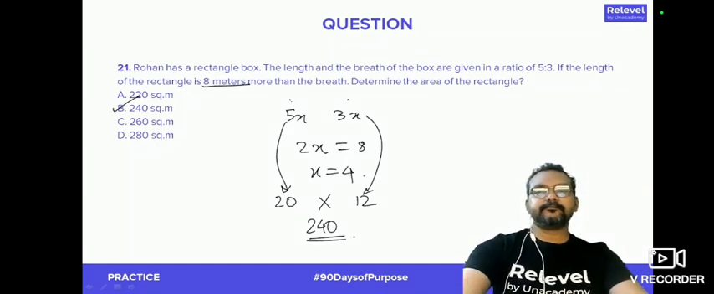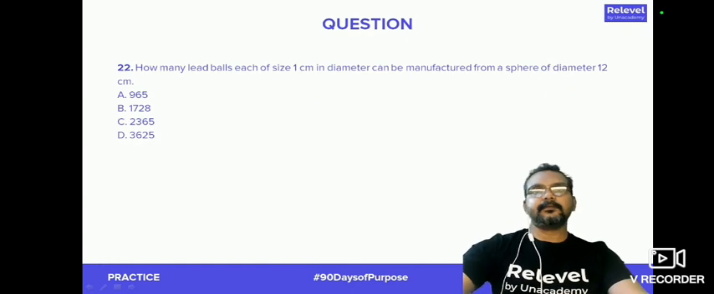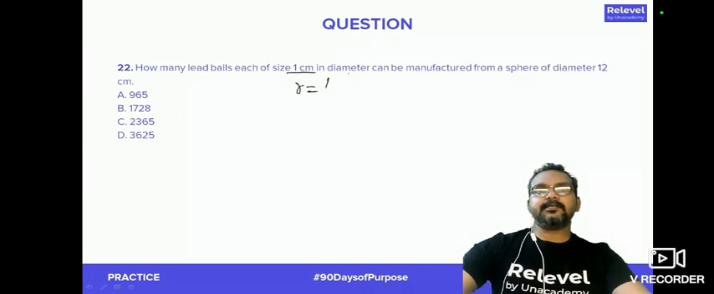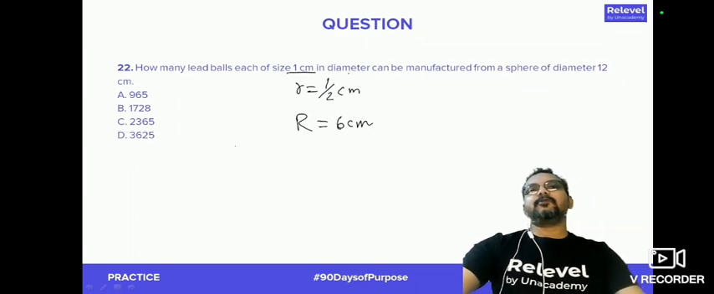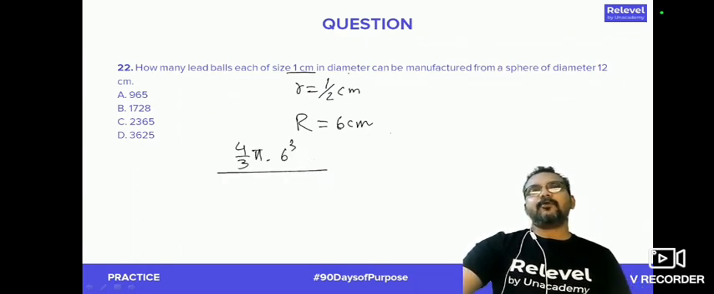Next question. Number 22. How many lead balls of size 1 centimeter in diameter, meaning radius half a centimeter, can be made from a sphere of diameter 12 centimeters, meaning 6 centimeters? So the volume of the whole sphere is 4 by 3 pi times 6 cube. The volume of each small ball would be 4 by 3 pi times half cube. If you divide them, you will get the number of balls.